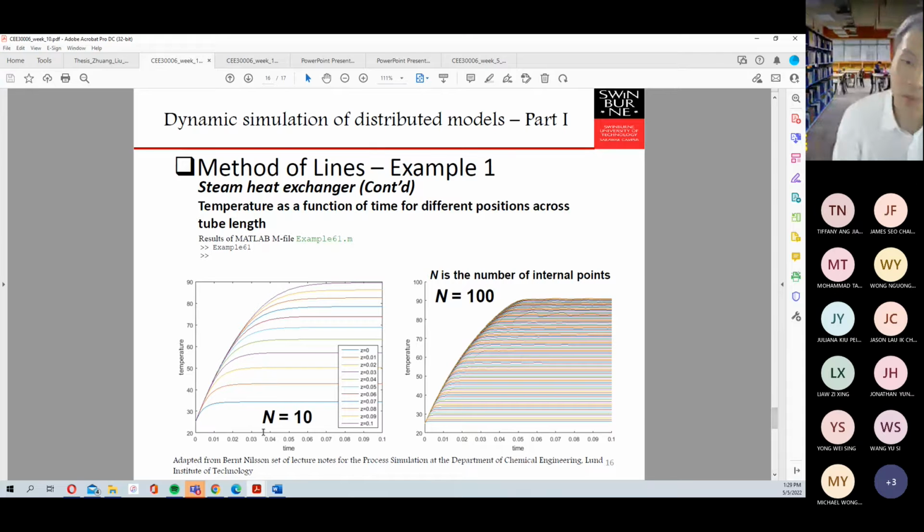So this will be what happens if I put in 10 internal grid points. Each of these points specifies the temperature at different grid positions, and this one is at different times. So for example, in the beginning, everything will be the same. But as you go to 0.03, then the temperature will be different at different grid points. And after it's reaching steady state at 0.1, these are the different temperatures at the different grid points.